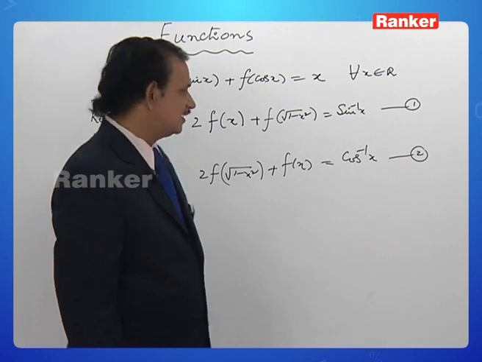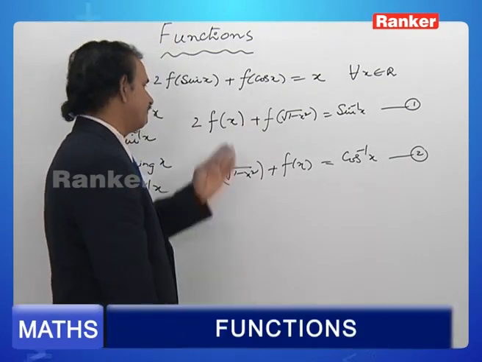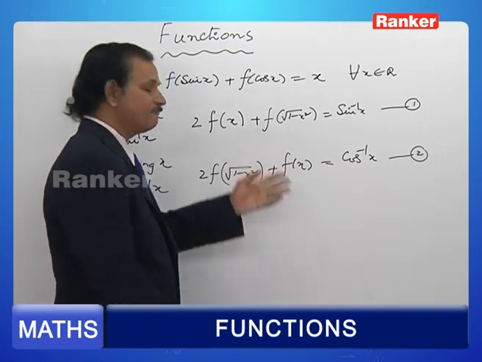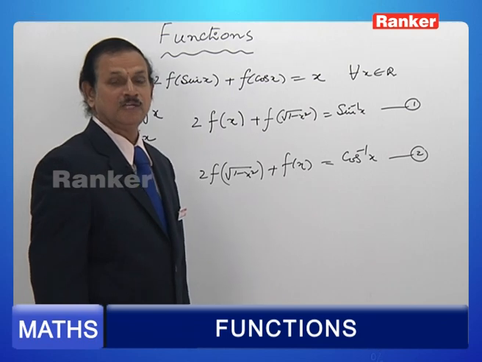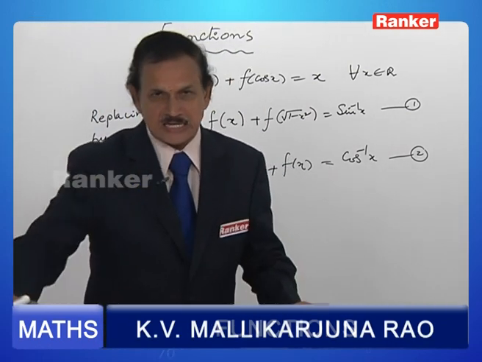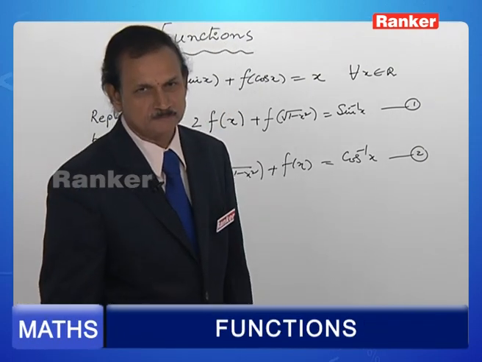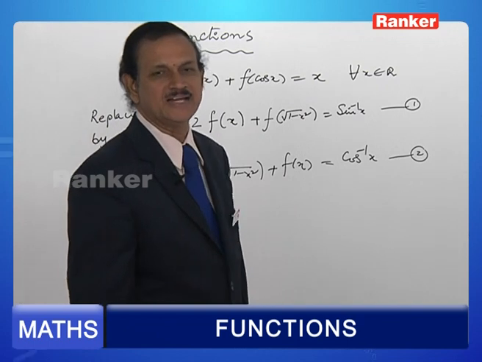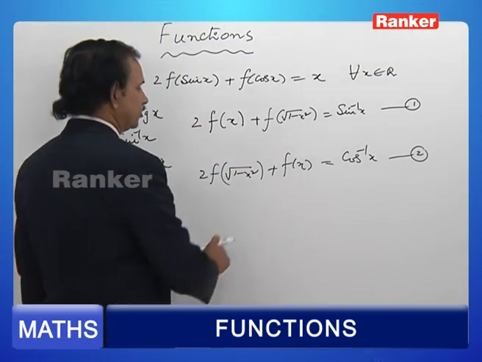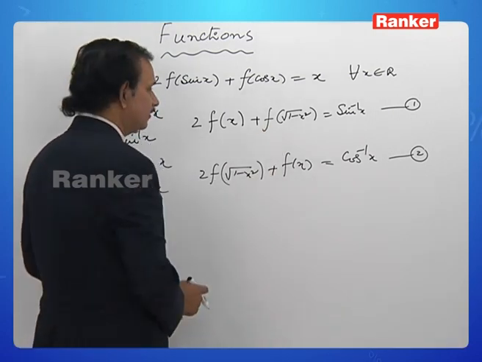Now the plan is to eliminate f of root 1 minus x square from these 2 equations. Thereby we shall be getting f of x directly. We will be able to see what f of x is. If f of x is seen clearly before you, then you can think of its range very easily. This is the plan behind this procedure. Well, I would like to eliminate f of root 1 minus x square. How can it be done?